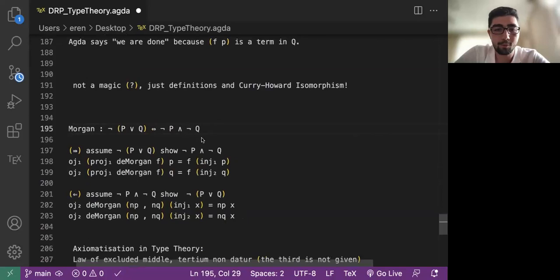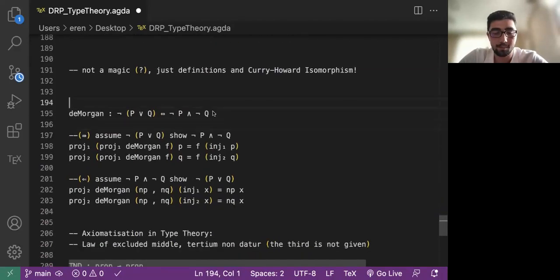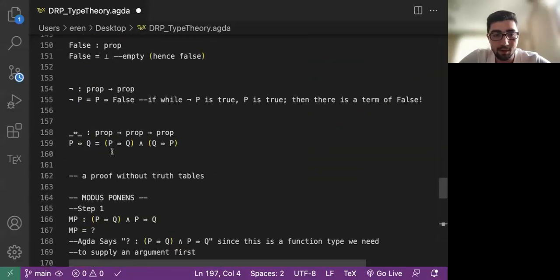Okay, I have 5 more minutes, so I can talk about the proof of De Morgan. It says that not (P or Q) holds true if and only if not P and not Q holds true. So we want to prove this. And classically, what we would do as students is make it 2 parts, from left to right and from right to left. And Agda automatically does it. Why? Because the definition of if and only if is given as a pair, an ordered pair.